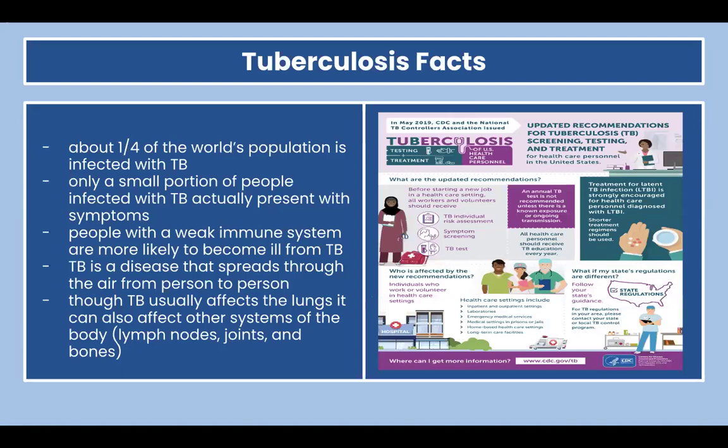All right, some facts about tuberculosis. About a quarter of the world's population is infected with TB. Only a small portion of people infected with TB actually present with symptoms, and people with a weak immune system are more likely to become ill from TB. TB is a disease that spreads through the air from person to person. Although TB usually affects the lungs, it can also affect other systems of the body, such as lymph nodes, joints, and bones.